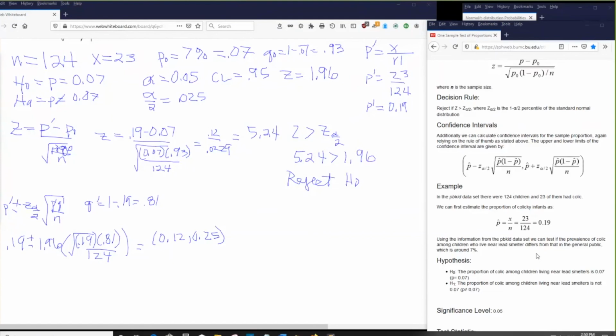So it looks like that covers everything. It looks like I have time, so I can do one more example. Let me pull out another example for you. Any questions about the example with the proportions? Because I kind of rushed that one a little bit.